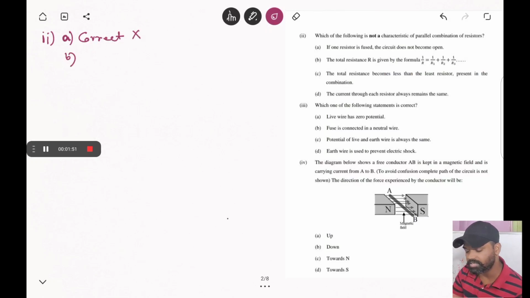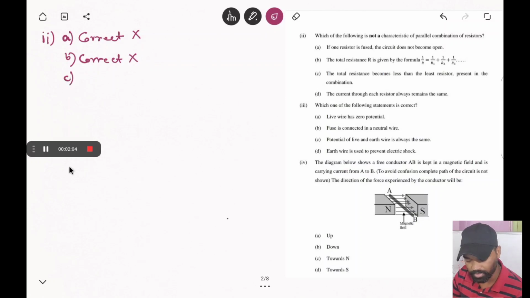The total resistance R is given by the formula 1/R equals 1/R1 plus 1/R2 plus 1/R3. That's correct. The statement is correct, which means this is also not our answer. Option C: the total resistance becomes less than the least resistor present in the combination. This is also a correct statement, so this is also not my answer. You can check it out. Take a resistor of 2 ohm and another of 3 ohm and then calculate the equivalent resistance. You will get less than the 2 ohm resistor.